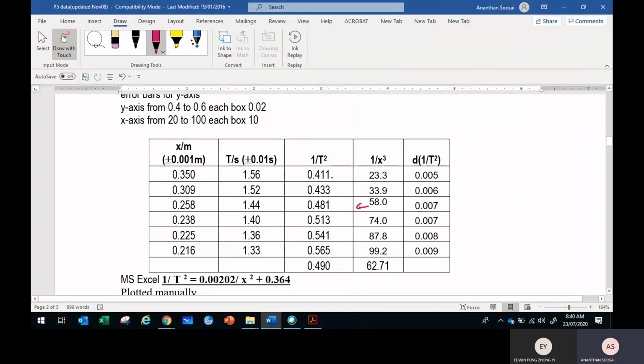One over T squared, first one correct. Third one, how much did you get? Oh, 482, a slight difference, so 0.482. Then 510. Oh yes, also. This one, 74.2. And 58.2.